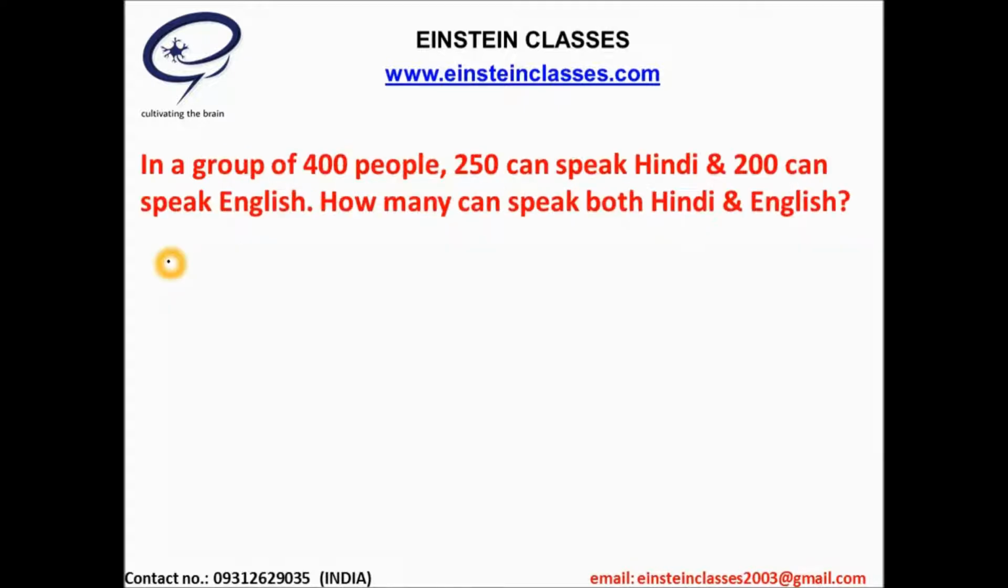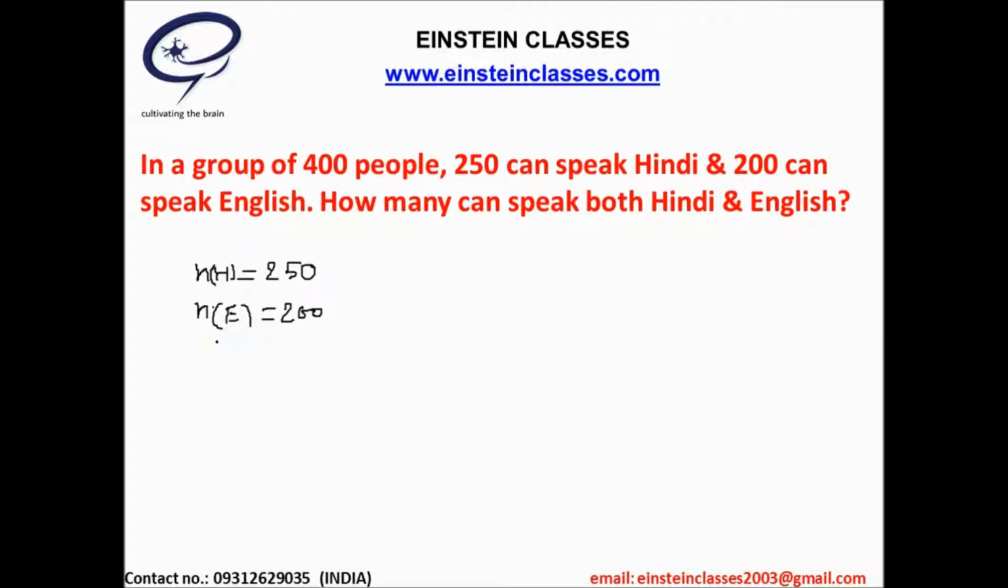the number of elements in the set X intersection Y will be equal to 2. Right? Now consider a set H which contains the people who can speak Hindi, and in this set the number of people will be equal to 250. Now consider another set denoted by E, and in this set those people are there who speak English, and hence the number of elements in the set E will be equal to 200.